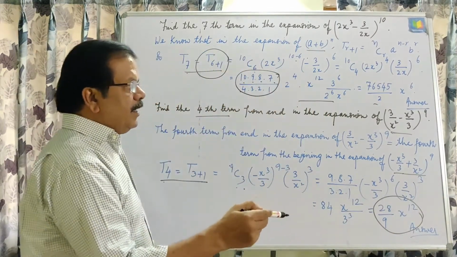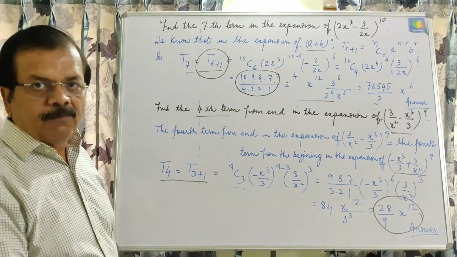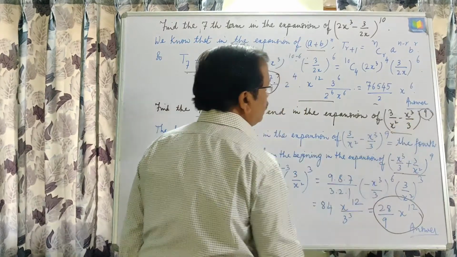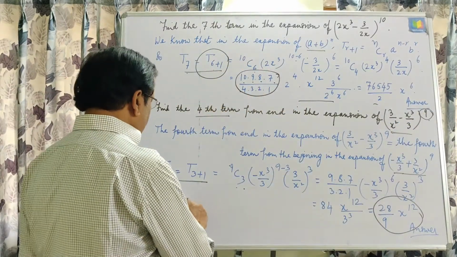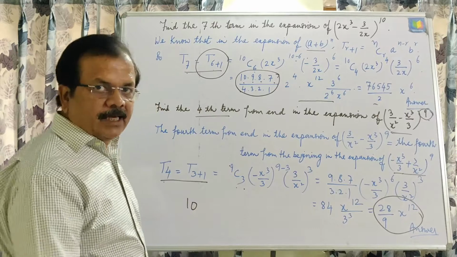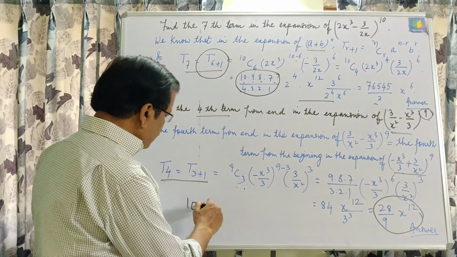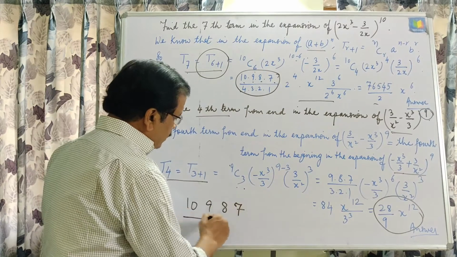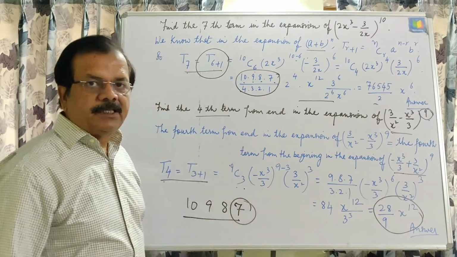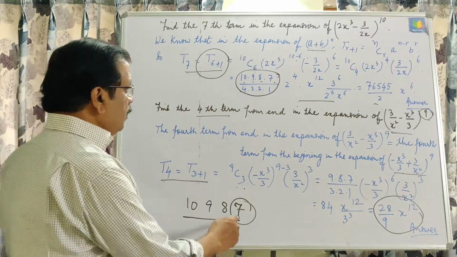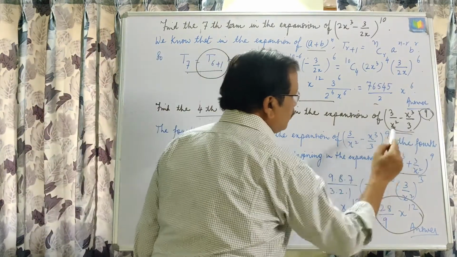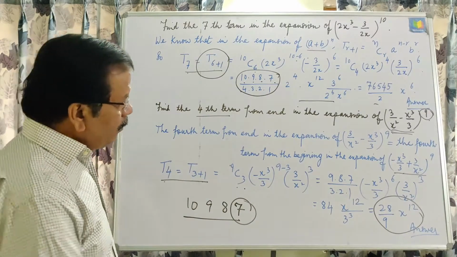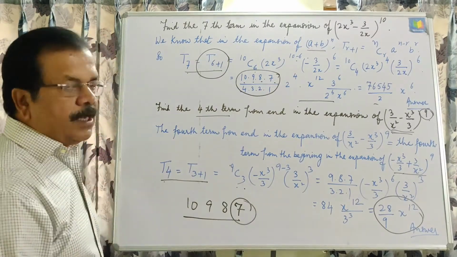And the other way: fourth term from the end, how many terms will be there? We know that in the expansion of this, the number of terms will be 10. And then the fourth term from the end will be 10, 9, 8th and 7th, that is, this will be T7. Or if you find this without interchanging, T7, that is T(6+1), then also the answer will be the same. Now next question.